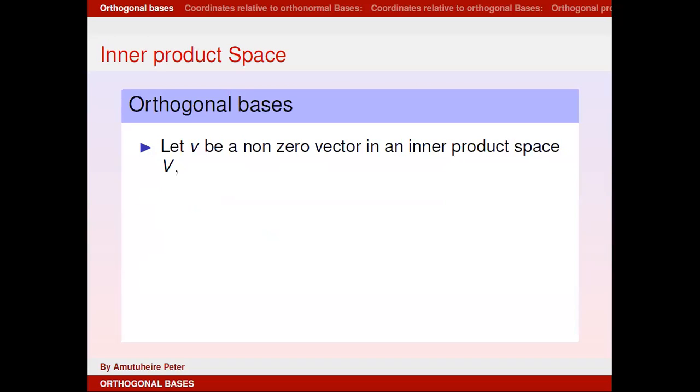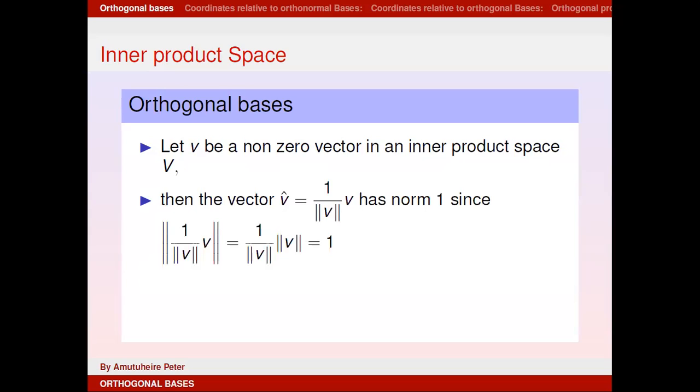Okay, so we now talk about the orthogonal basis. We let V be a non-zero vector in an inner product space V. Here we are discussing how we can make an arbitrary basis orthogonal, because we can have a basis which is not orthogonal, like we saw in example 1.